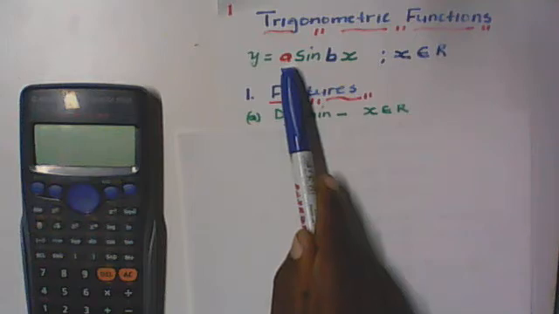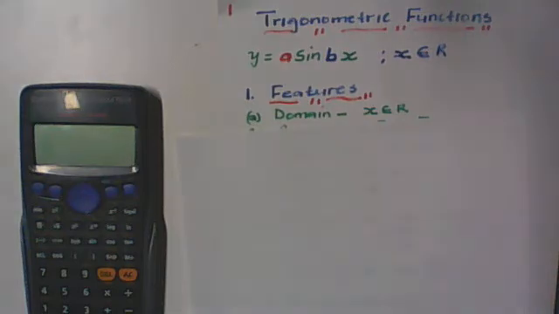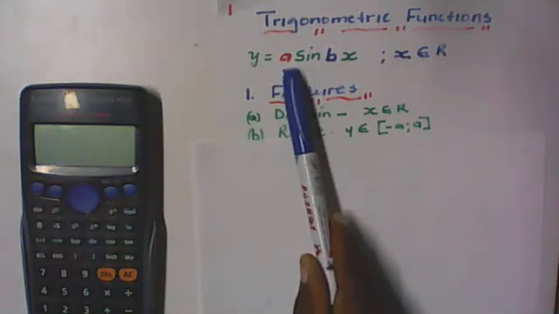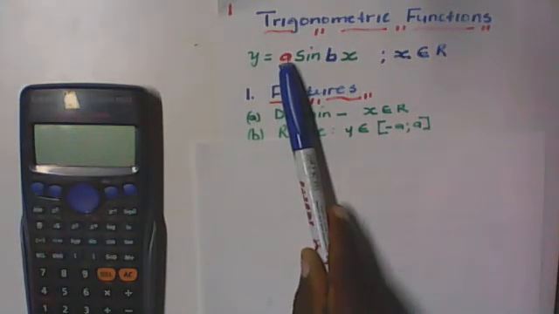It's called the range. We have the range as well as the domain. Now let's get to the next feature. The next feature is the range. Now, as I told you guys, the range is determined by A.